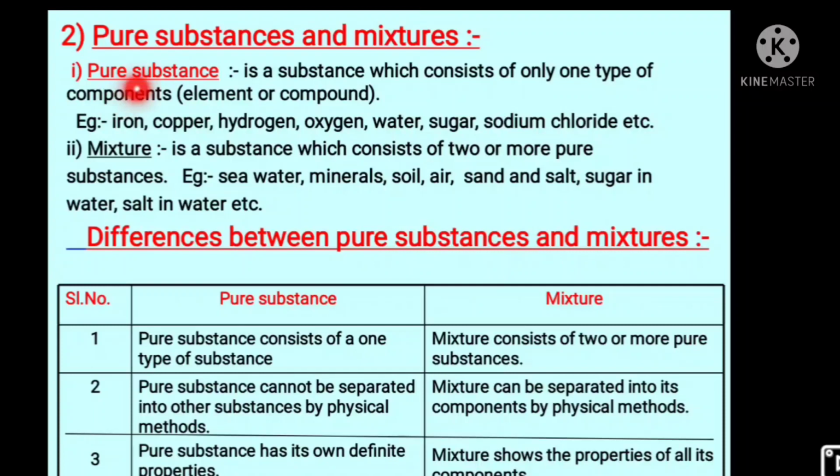And what is called pure substance? Pure substance is a substance which consists of only one kind or type of component. Examples are elements or compounds. Iron, copper, hydrogen, oxygen are all examples of elements. Water, sugar, sodium chloride, etc. are examples of compounds.